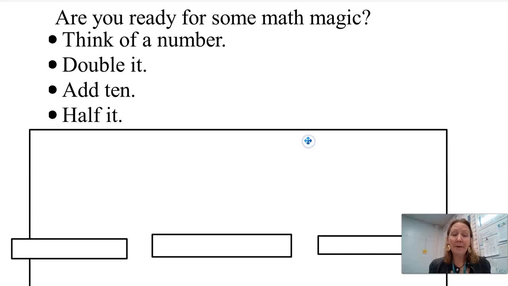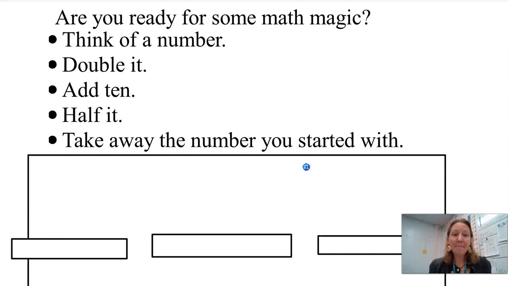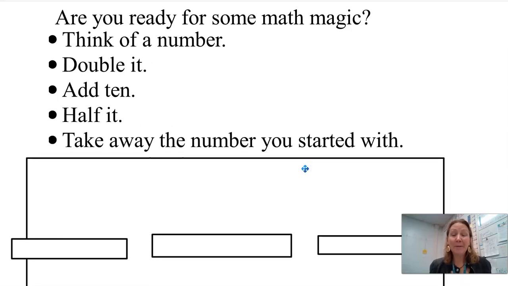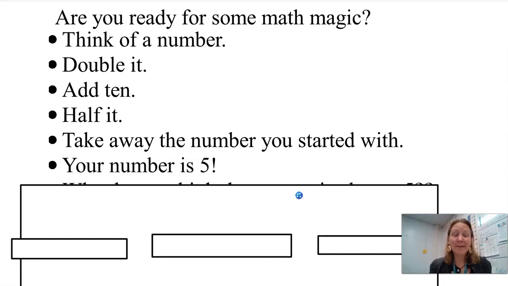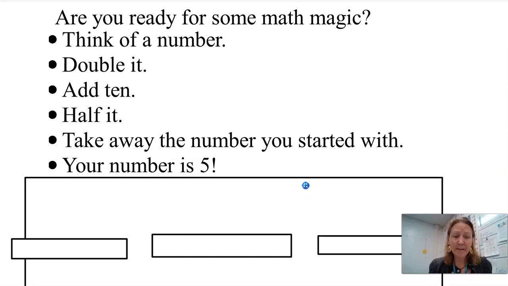Then take half of your number. Then I want you to take away the number that you started with. Your number is 5. Every single time you pick a number, it should end up with 5. And I don't want to tell you the reason why yet.